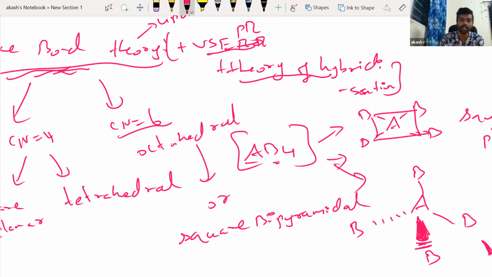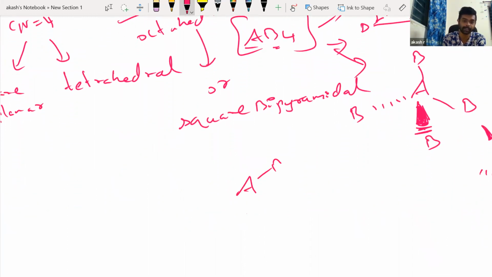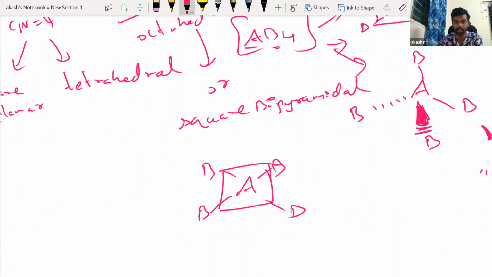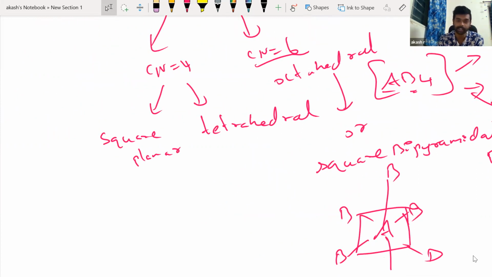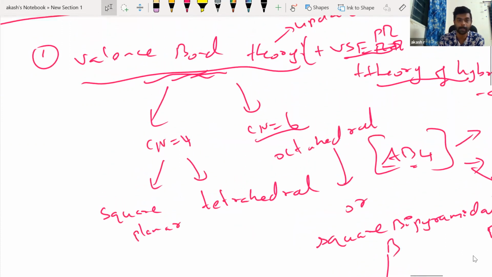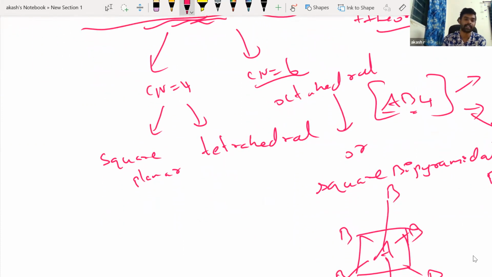So if I have to mention this in 2D, this is how it is going to look. We have A, and this is going to be one plane of your screen. All the B's are going to be in the 4 corners, and one B is going to be at the top, the other B at the bottom. This is your shape for octahedral, also called square bipyramidal. These are the only 3 possibilities: square planar, tetrahedral or octahedral. That's it.